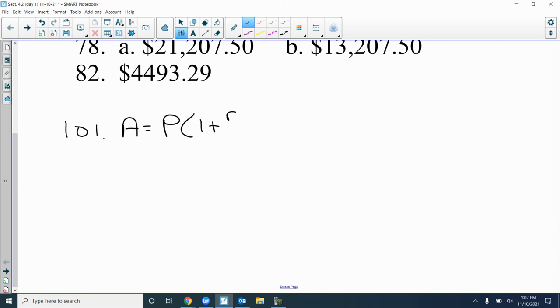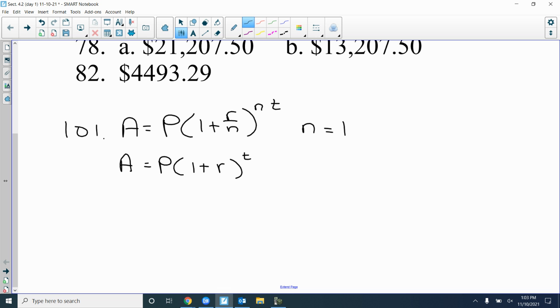Times 1 plus r over n to the nt. But since it's compounded annually, they're just simplifying it. What does n equal? 1. So what is this reduced to? We'll use n equals 1, so our final amount will equal the principal times 1 plus r to the t power. When n equals 1, it simplifies a little bit.